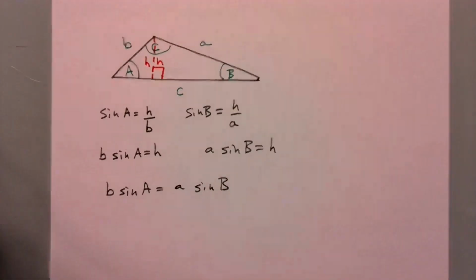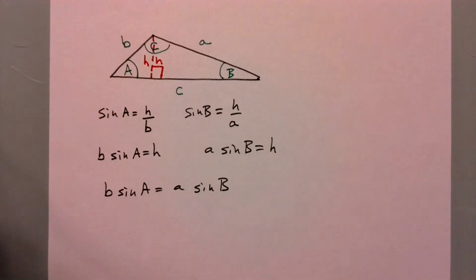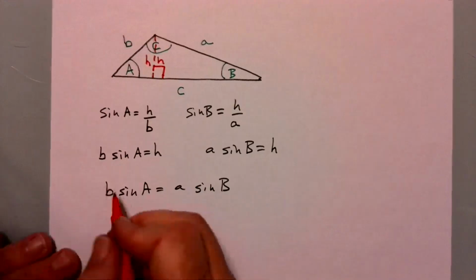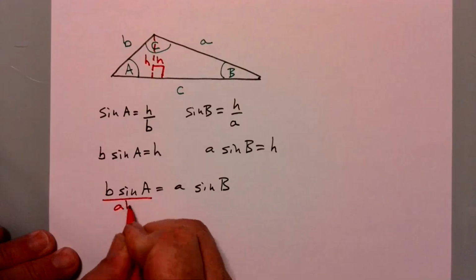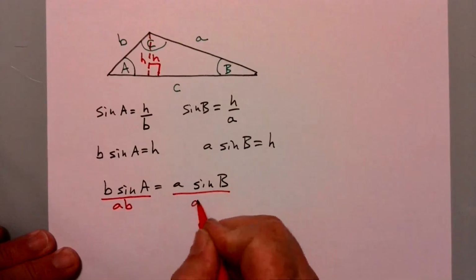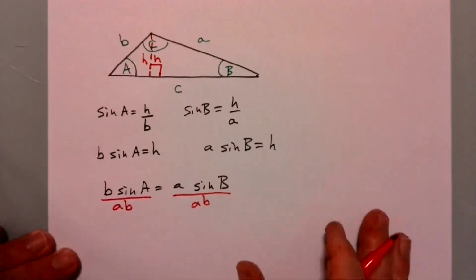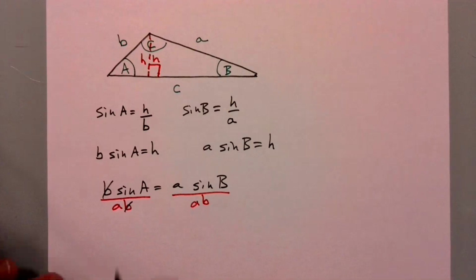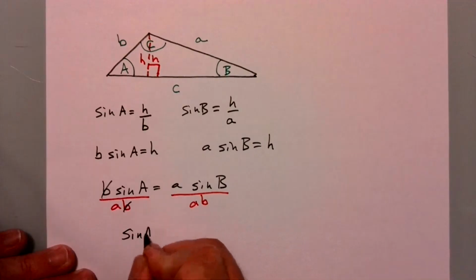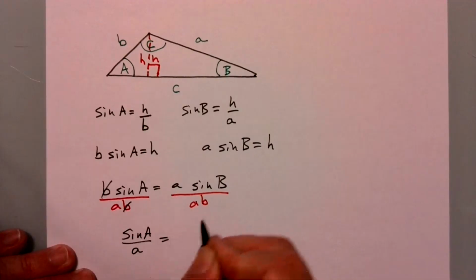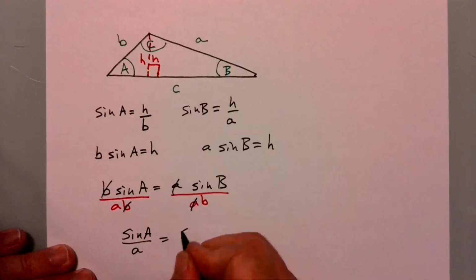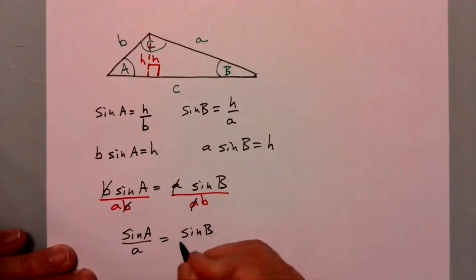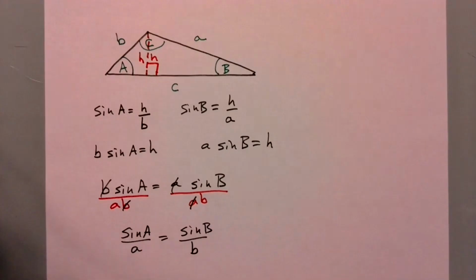Now let's go ahead and divide both sides by AB. Divide the left side by AB, divide the right side by AB. Certainly neither A nor B are 0, because if they were, we wouldn't have a triangle. And you'll notice that the B's divide out, I get sine A over A equal, the A's divide out, equal sine B over B. And that is the first part of our generalized sine rule.